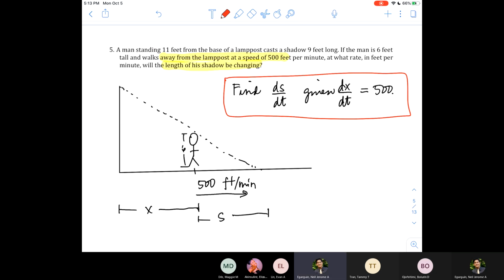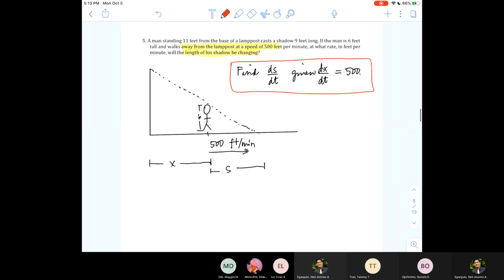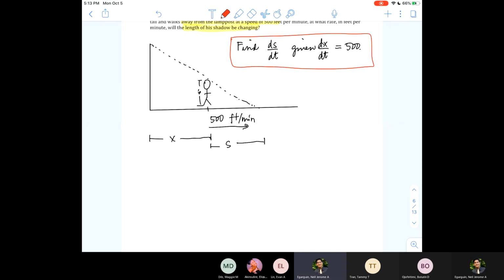Now I need to determine what is the working equation. So that's a mathematical formulation. Now what is the working equation? Okay. Now it looks like that here we need to relate the variables x and s with each other. Find an equation that involves x and s. But what can we use? Well, we assume that the lamppost makes a 90-degree angle with the ground, which is a reasonable assumption.